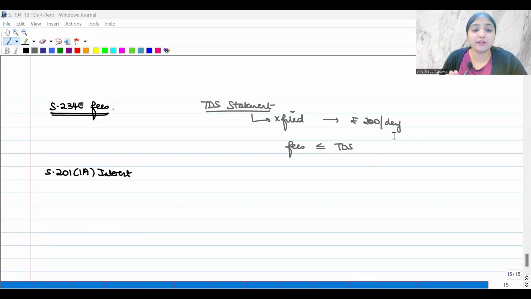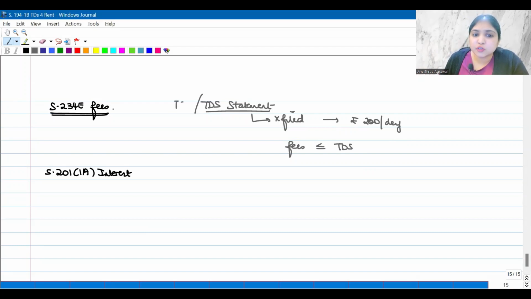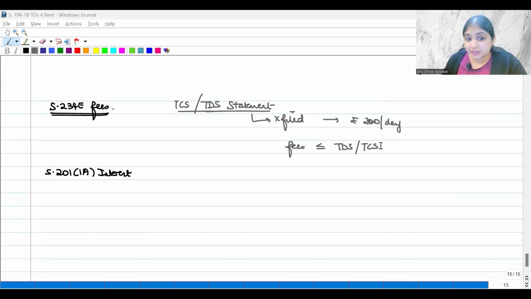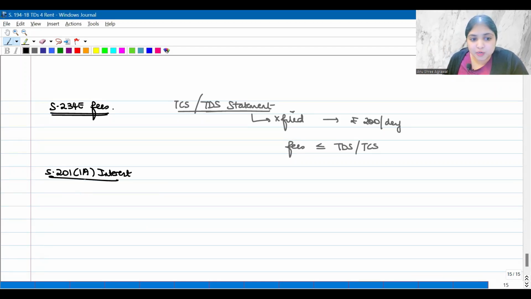So how much fees? 200 rupees per day. This is for the TDS statement and also for the TCS statement. If any of them is not filed on time, then 200 rupees per day of delay we'll have to pay as 234E fees. But this fees should not exceed the TDS or TCS amount, as the case may be. This is 234E fees. Then we have 201(1A) interest. Let me tell you about this now.